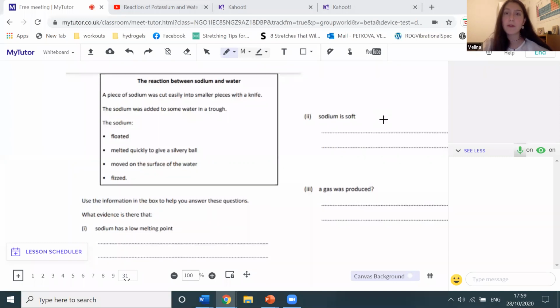Great. What evidence is it that sodium is soft? So it can be cut. Floated is not to do with it being soft. Floated is to do with its density, the fact it has a very low density. The fact that it was cut with a knife is why it's very soft. Okay. So then a gas will be produced, what's the last one? Brilliant, fizz, exactly. Great input.